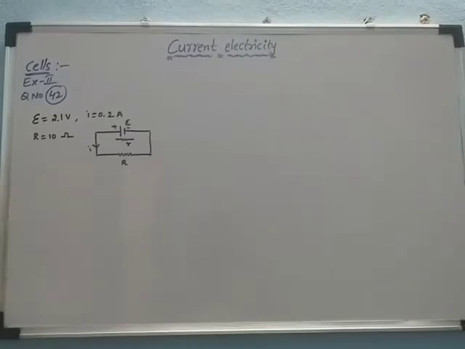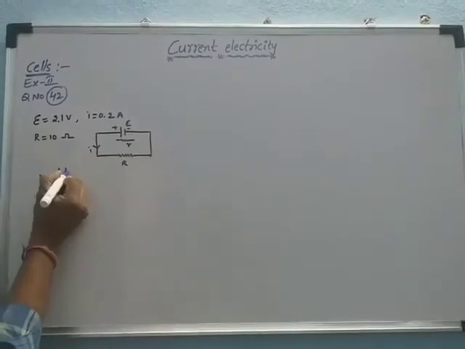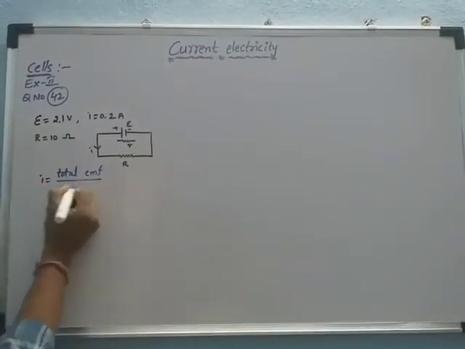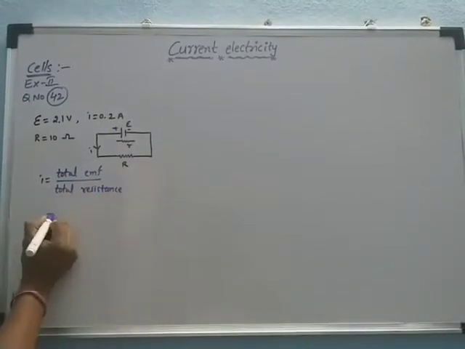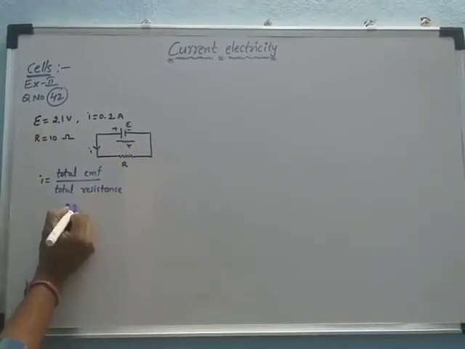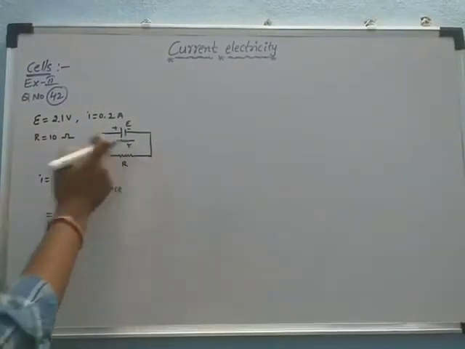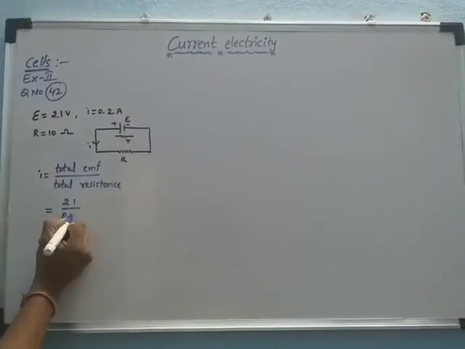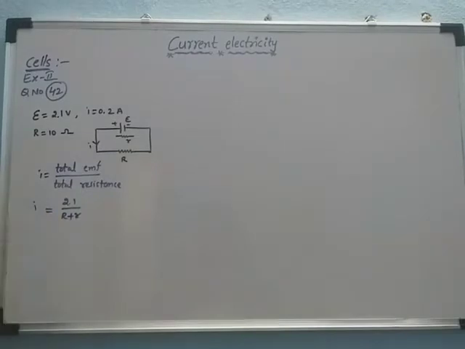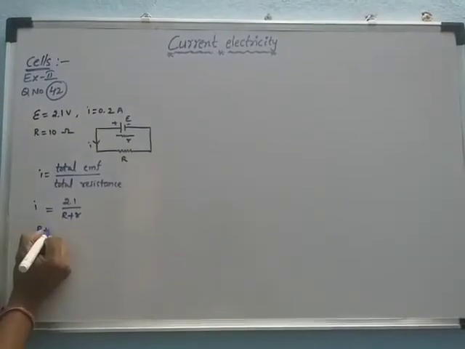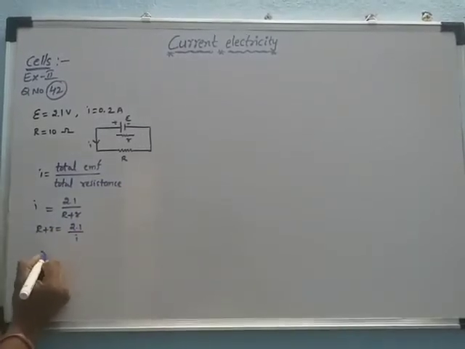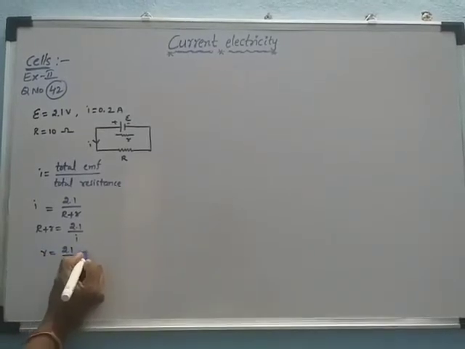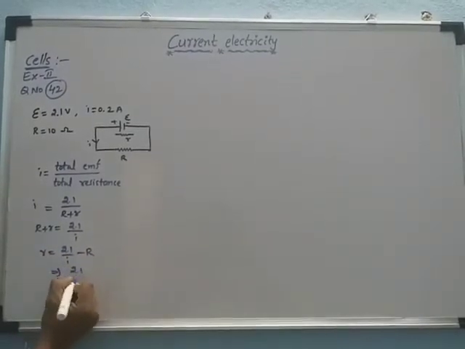Now what is the formula? We know the formula for the total current is equal to total EMF by total resistance. The total EMF is given as 2.1. Total resistance is external resistance plus internal resistance, that is capital R plus small r, and this is equal to current. Then by cross multiplication, capital R plus small r is equal to 2.1 by current. So we can write the small r is equal to 2.1 by current minus capital R.